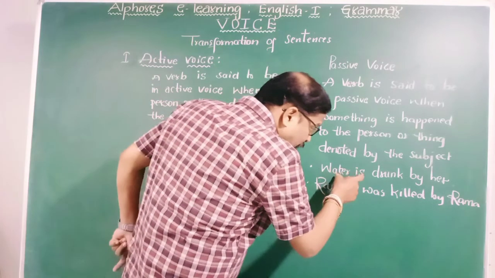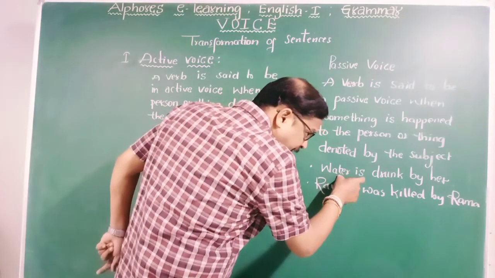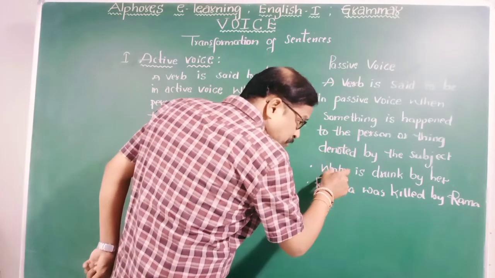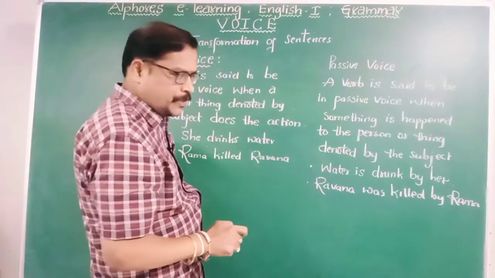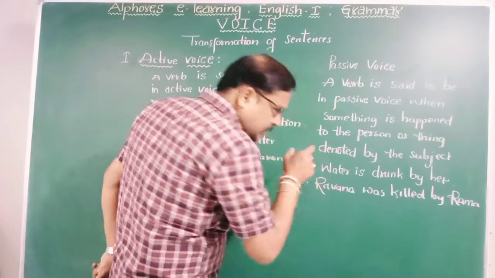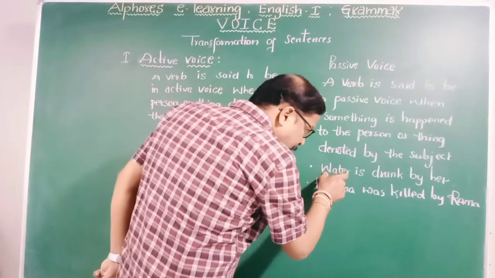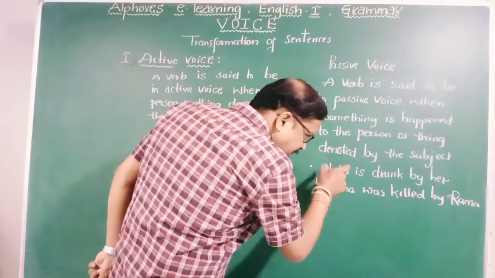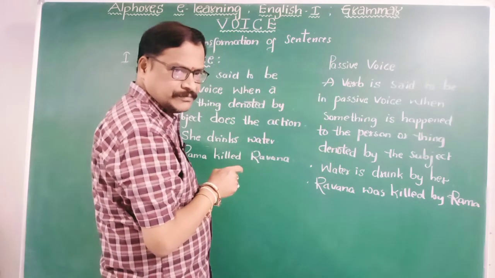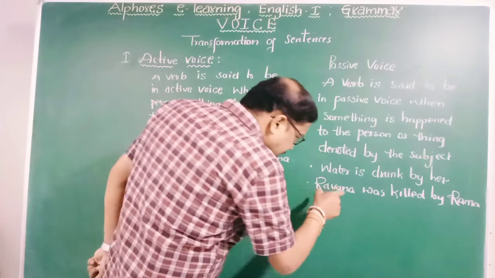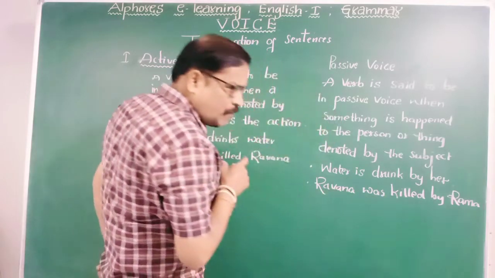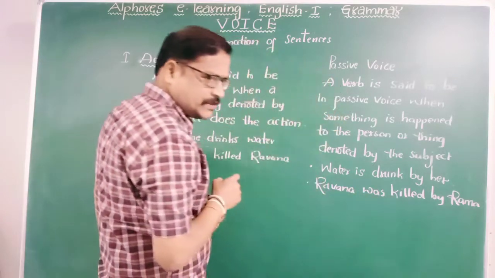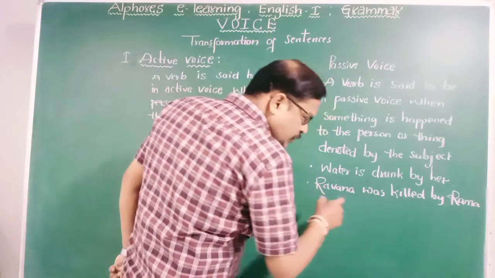The subject of passive voice does not do any action, but something is happened to the subject of passive voice. Here water is the subject. Something is happened to this water. What happened to this water? It is drunk. Okay. And you take the second sentence. It is in passive voice again. The tense of the verb is simple past tense. The be form was is used.